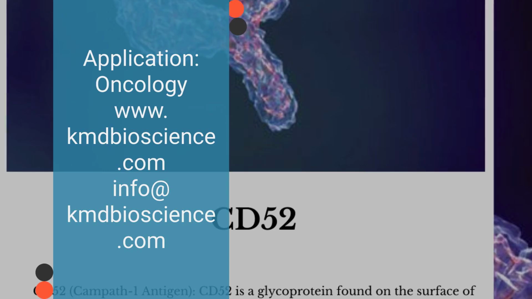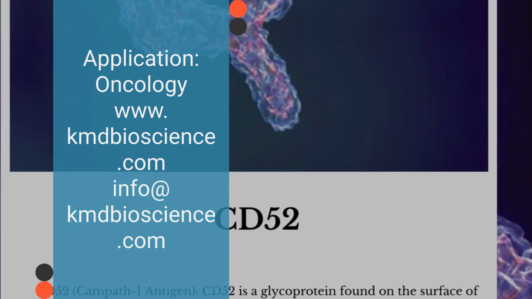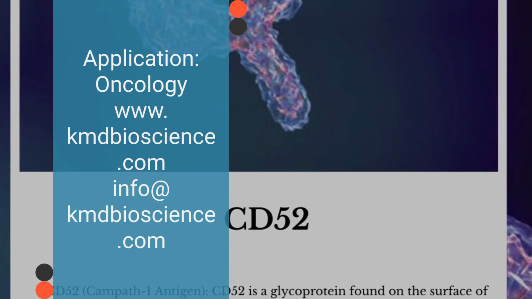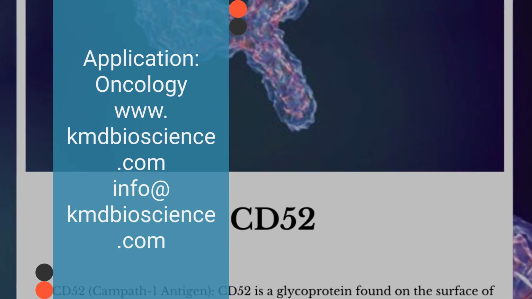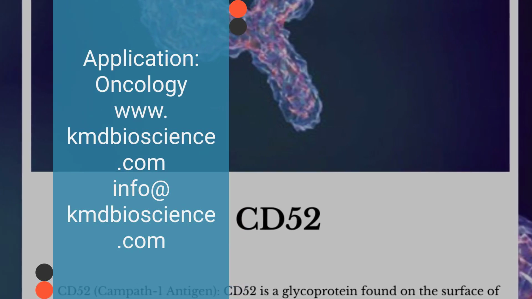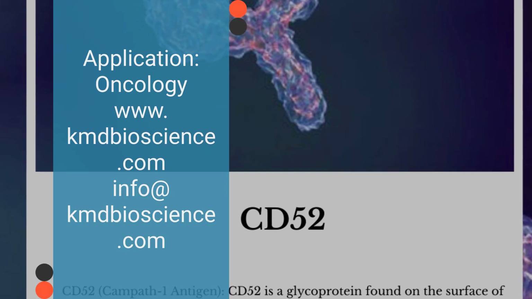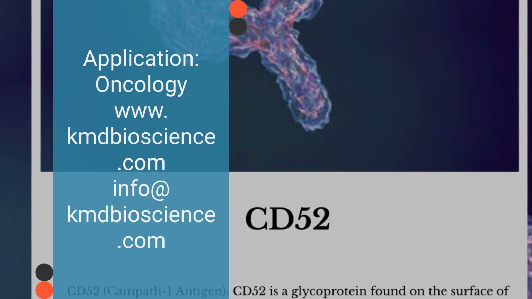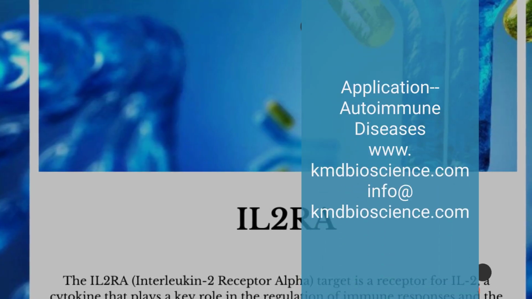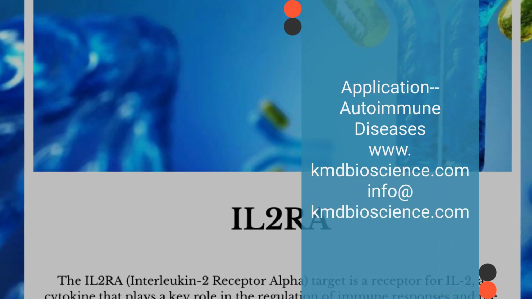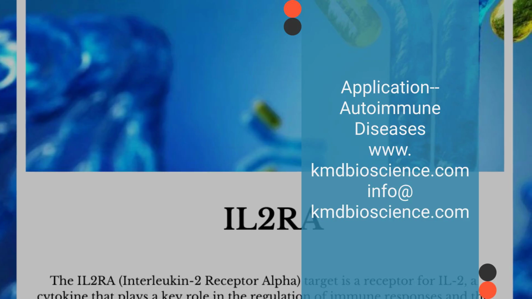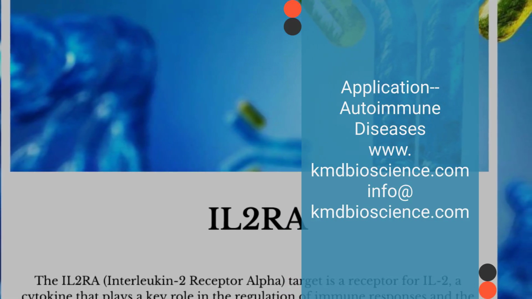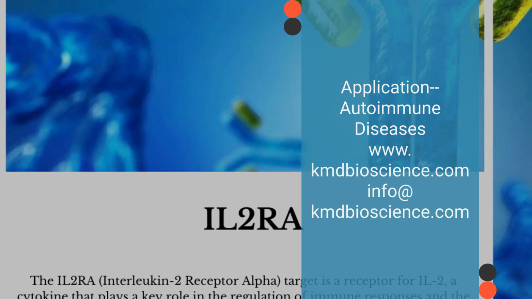Humanized antibodies such as trastuzumab, Herceptin, target HER2 in breast cancer, improving outcomes for patients with HER2-positive breast cancer. Another example is alemtuzumab, which targets CD52 in lymphocytes and is used in the treatment of chronic lymphocytic leukemia. Autoimmune diseases. Humanized antibodies like daclizumab, which targets the IL-2 receptor on activated T cells, have been used in the treatment of multiple sclerosis, reducing the frequency of relapses.